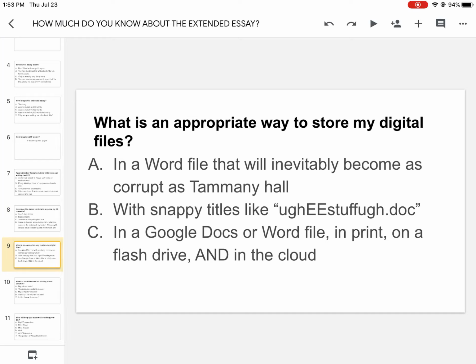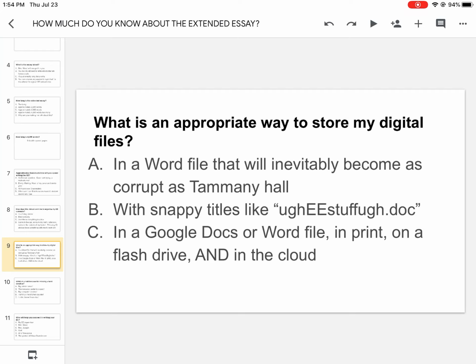So how should I store those digital files? Should they just all be on Word and stored on my laptop? No. Okay, please don't do that. I can't tell you the number of girls who have somehow thrown their laptop in a pool and lost everything between junior and senior year. Just having your files stored on a device is a bad idea.